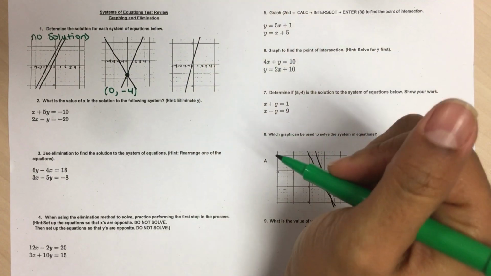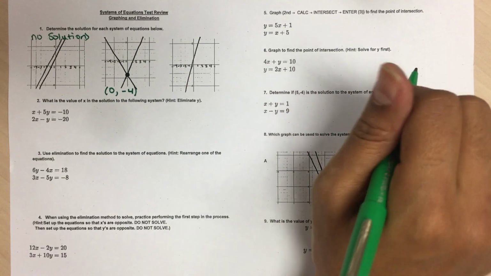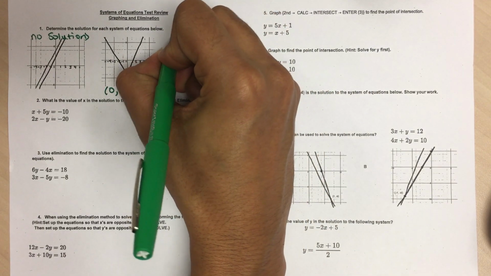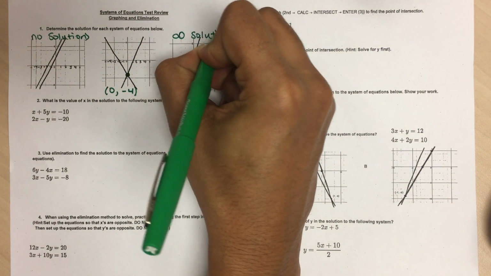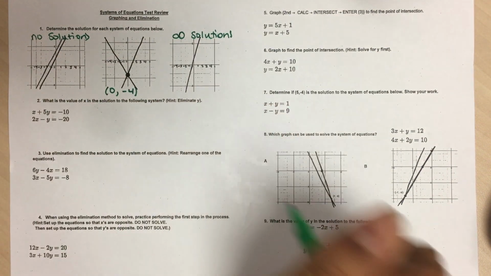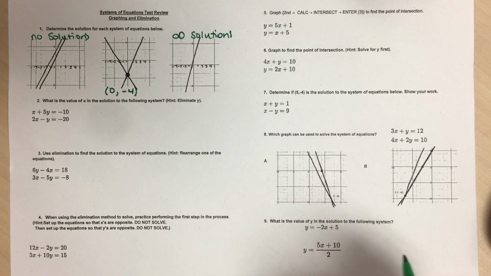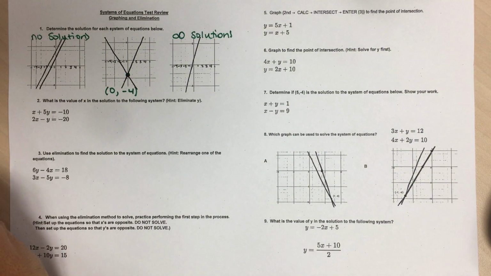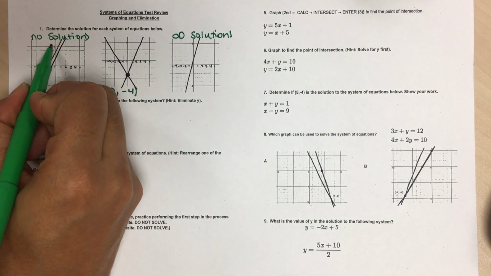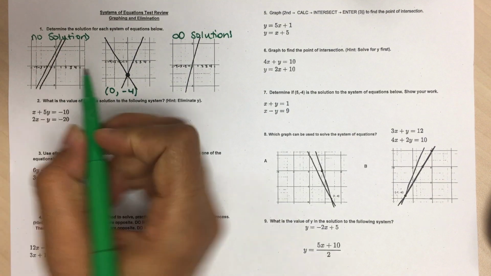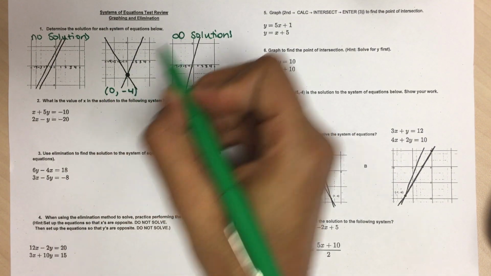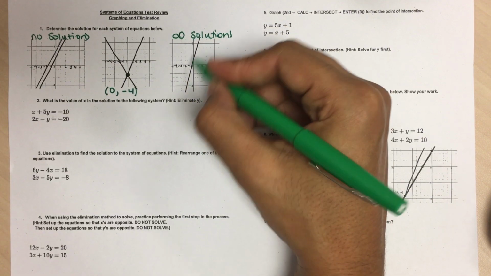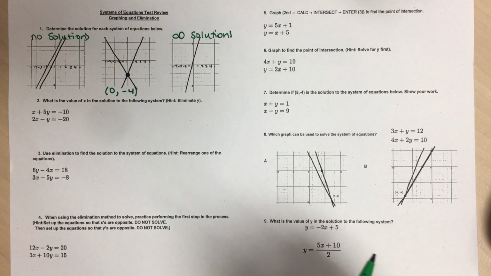How many times do overlapping lines touch? They touch from here to infinity. You have infinity solutions, infinitely many solutions. Okay, so that is your 3 types of solutions for systems of linear equations. No solutions, parallel. One solution, give me the point where they touch. Infinity solutions, because the lines are sitting on top of each other. They are intersecting at every single point.